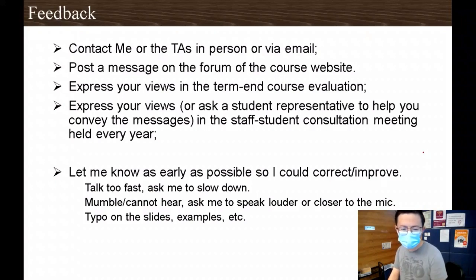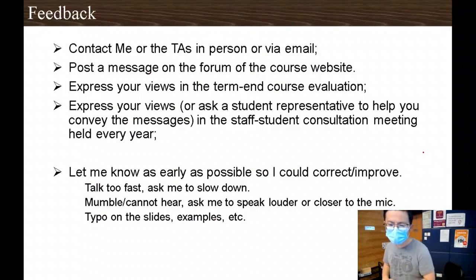And you can also post a message in the forum on the course website. I'm not sure I've set it up in Blackboard, but Blackboard is not very good in terms of the forum. I'll try to see if I can find alternatives.